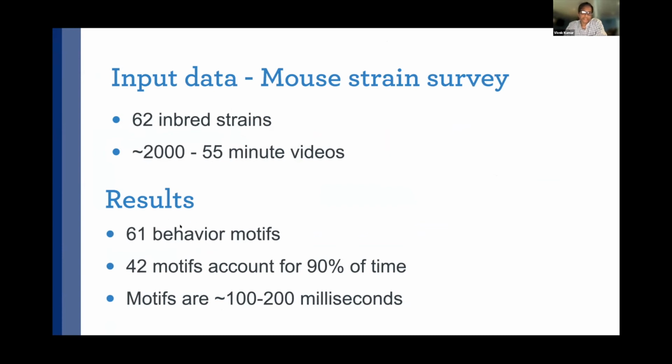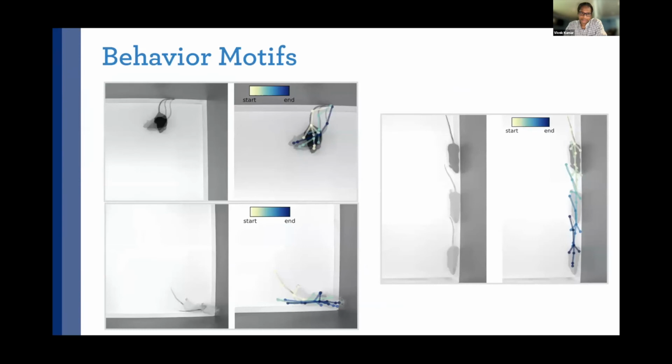And so what we end up with is 61 behavioral motifs. 42 of these behavioral motifs account for 90% of the time that the mouse spends in the open field. These motifs are quite small, 100 to 200 milliseconds. Just to give you an idea, these are motifs like, for instance, here's a right turn. So the animal starts in one position and then makes a right turn, or here's a rearing motif, here's a walk in a straight line motif. So these are small millisecond long motifs.